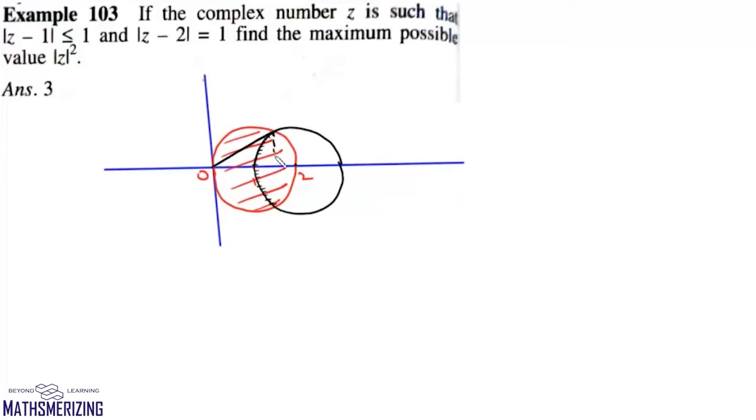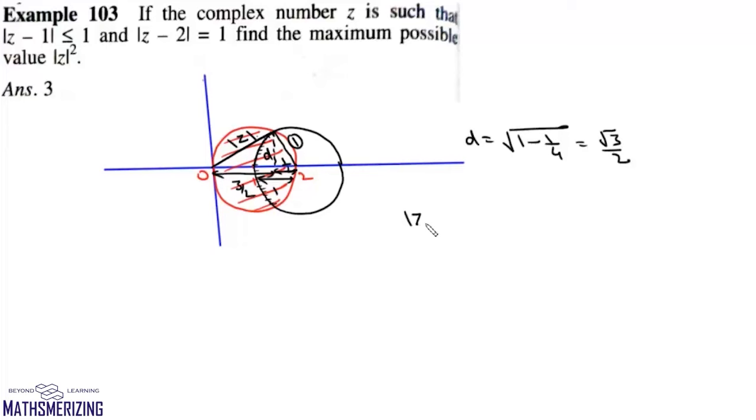Now we drop a perpendicular. This is 1 unit, the radius of this circle, and this length is 1 by 2. So we can find this d. This d will be under root of 1 minus 1 by 4, which is root 3 by 2. Now we can find the maximum value of mod z. Now this is d and this length is 1 plus 1 by 2, which is 3 by 2.